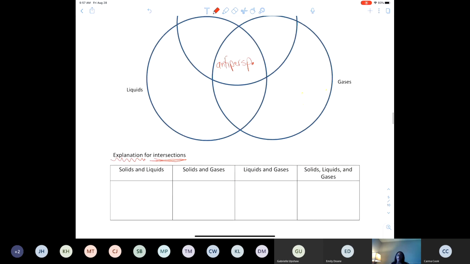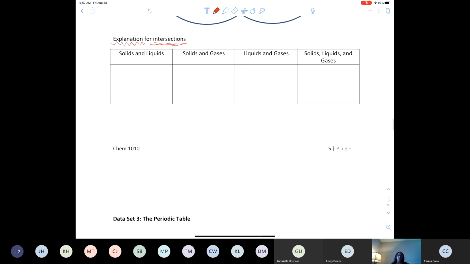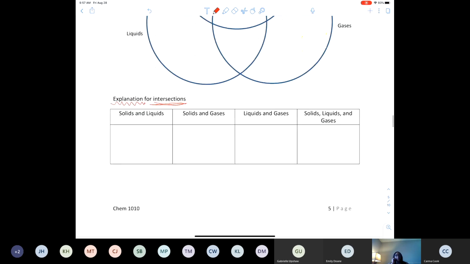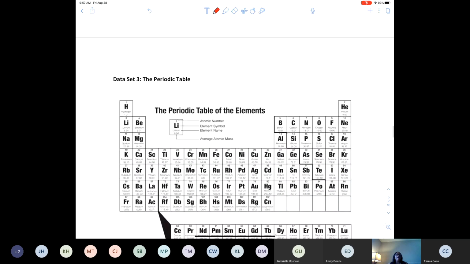So not just list the products that fall under the category, but give me an explanation as to why you said this product was both a liquid and a gas, or was both a solid and a liquid, and so forth. And then once you're done with the critical thinking questions for data set 2, you can come back to the general meeting room, especially if you have questions about data set 2. And then I'll give a brief explanation over what you need to do for data sets 3, 4, and 5.